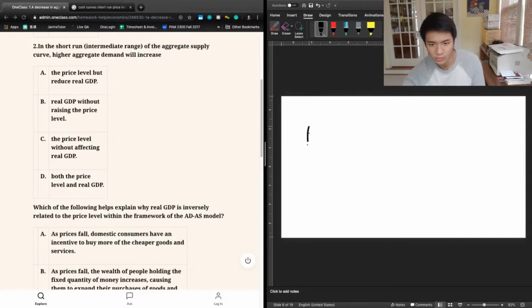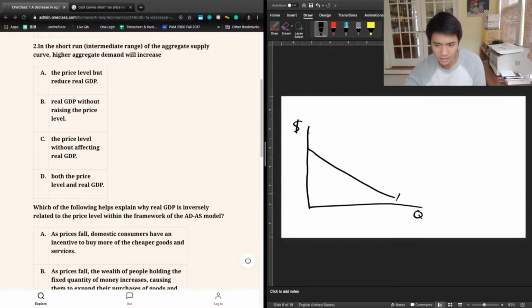And so let's redraw our aggregate demand, aggregate supply. We have price and we have quantity. We have demand, aggregate demand, and we have short run aggregate supply. And we're saying higher aggregate demand. So we're saying an increase in aggregate demand.